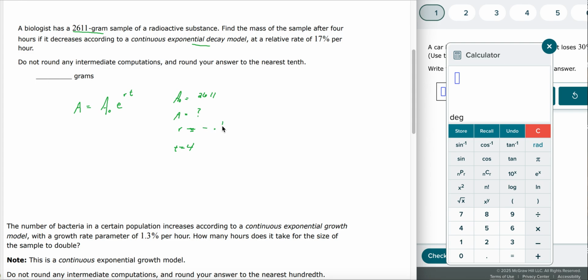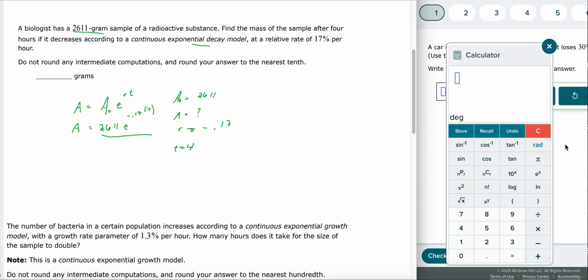I'm going to rewrite that as a decimal, negative 0.17. What we start with goes here, 2611. What we're after, the amount after this decay has occurred, is what we're looking for. Remember, e is a number, R is negative 0.17, and T is, oh no, T is 4. I lied. T is 4. Let me fix that. So T is 4.